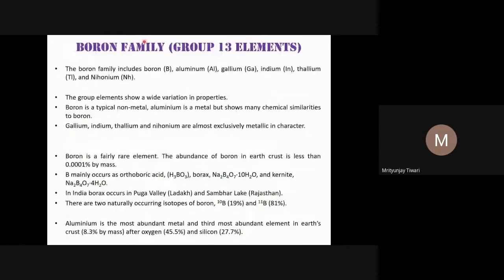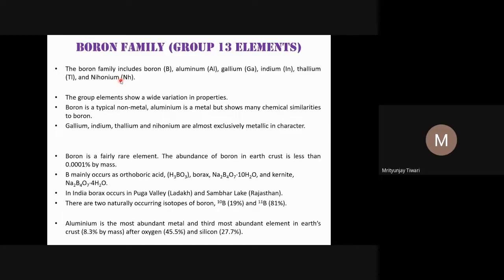Then we started the chemistry of the boron family. The members are boron, aluminium, gallium, indium, thallium and nihonium. About nihonium, I explained that its most stable isotope has a half life of only about 20 seconds. Twenty seconds is almost nothing, because you cannot perform chemical reactions in such a small fraction of time.